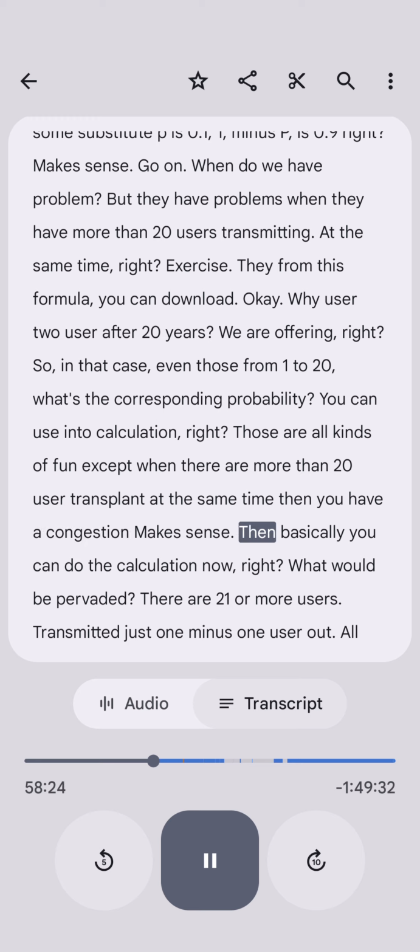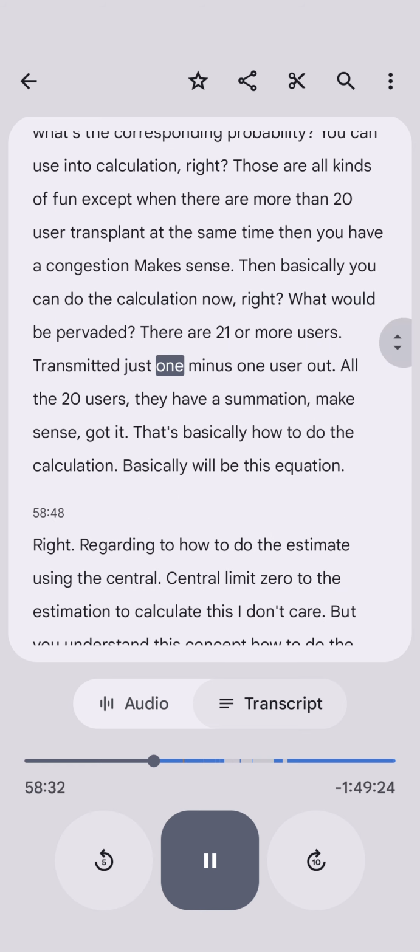Make sense? Then basically you can do the calculation now, right? What would be the probability that there are 21 or more users transmitting? Just 1 minus the probabilities for 1 user up to all the 20 users. You have a summation. Make sense? Got it? That's basically how to do the calculation. Basically, it will be this equation. Got it? Right?